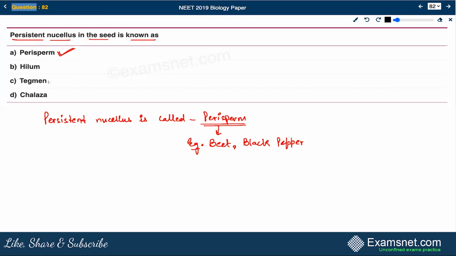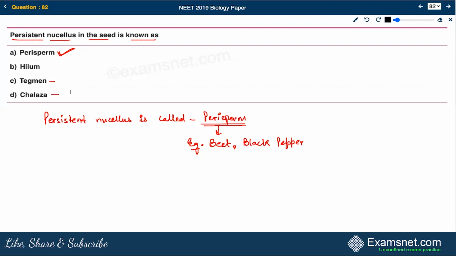However, this tegmen is basically the hilum. Let me tell you about hilum. So hilum is basically the point of attachment in the seed. Then tegmen is basically the inner covering of the seed. Testa and tegmen, there are two coverings. So outer is called testa and the inner is called tegmen.